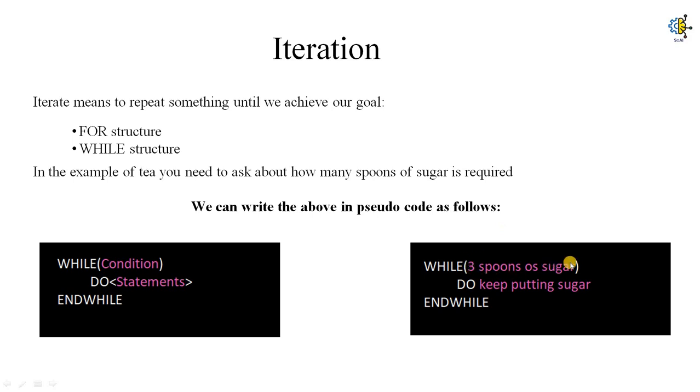Like we have written here, 3 spoons of sugar. Do keep putting sugar, meaning you need to keep adding a spoon of sugar until 3 spoons is reached. And we will end this with end while. In the generalized form, we will write it like this: while condition, do statement, end while.